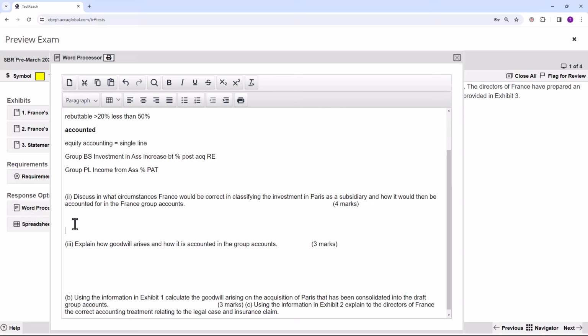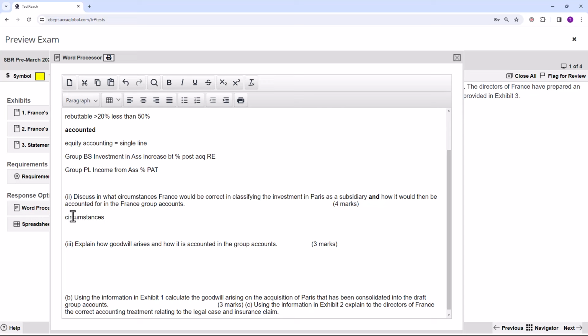A part 2, another 4 marks. And another key word there of "and". Now this time we're going lateral because it's a 40% relationship. Of course it's probably an associate. But we're asked to say in what circumstances France would classify Paris as a subsidiary?